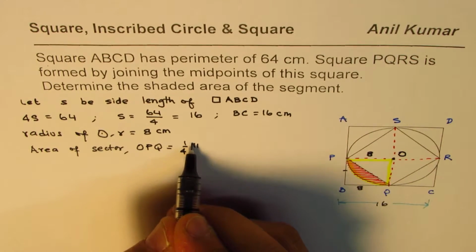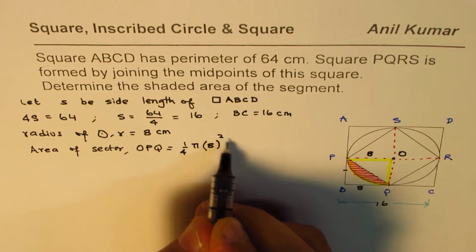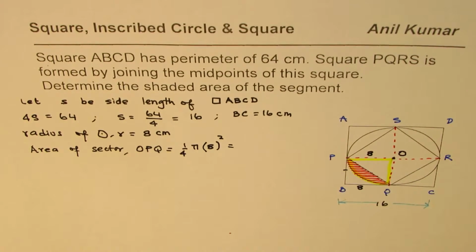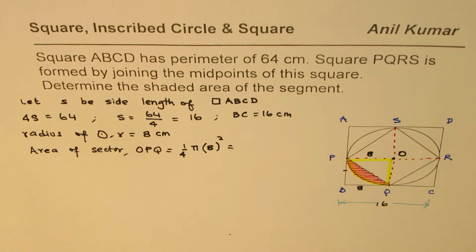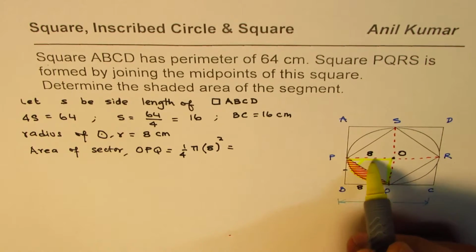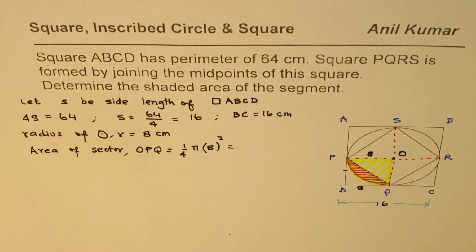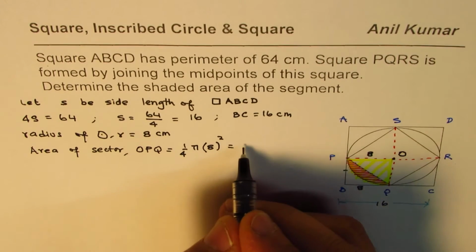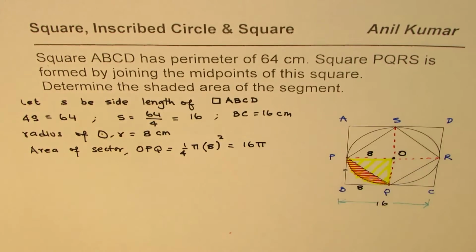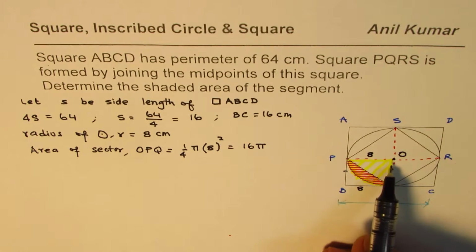which is pi times R squared, and the radius is 8, so R squared is 64. So that is the area of this particular sector. You can think about it like this yellow portion. If you calculate, you get 64 divided by 4, which is 16. So this gives you 16 pi, which becomes the area of the sector POQ.